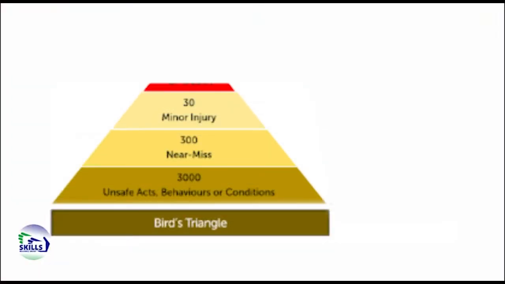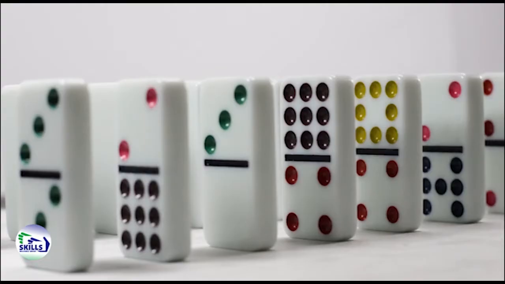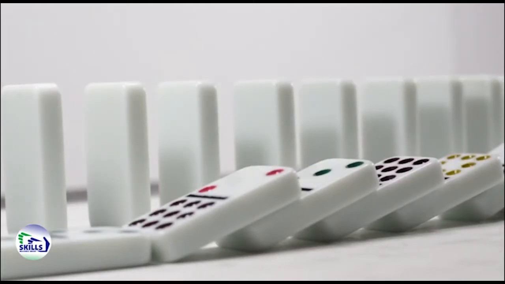Demonstrate an understanding of Frank Bird's theory on incidents. Demonstrate an understanding of and be able to explain the domino cause and control sequence, and identify and explain the activities that can be implemented to prevent incidents in the workplace.